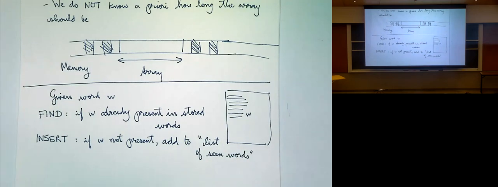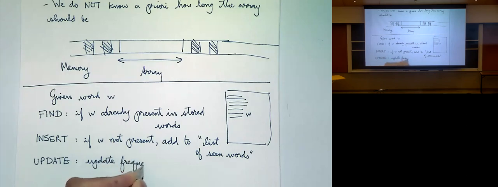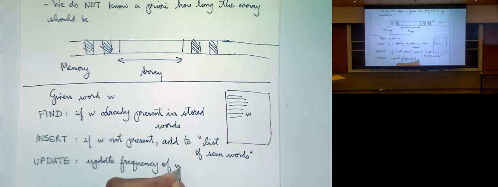Okay, fine. What next? Add the number of occurrences, right. So if the word is already present, you would update your frequency, like increment. So I'm going to refer to this as an update, which I'll just say is: update frequency of W.